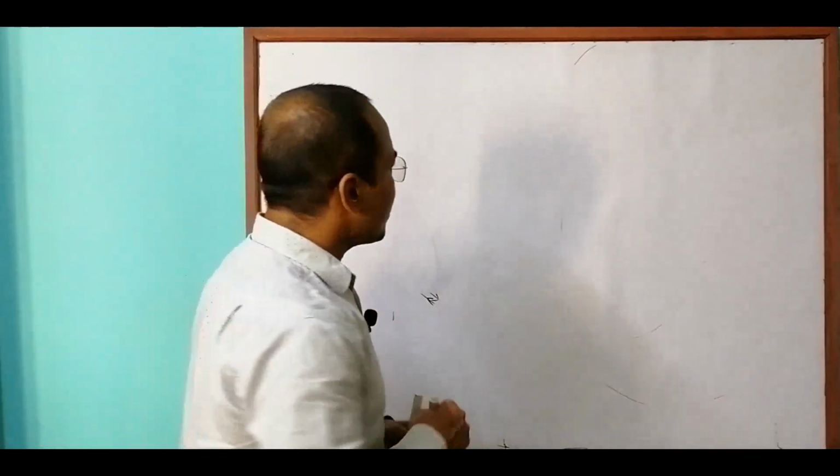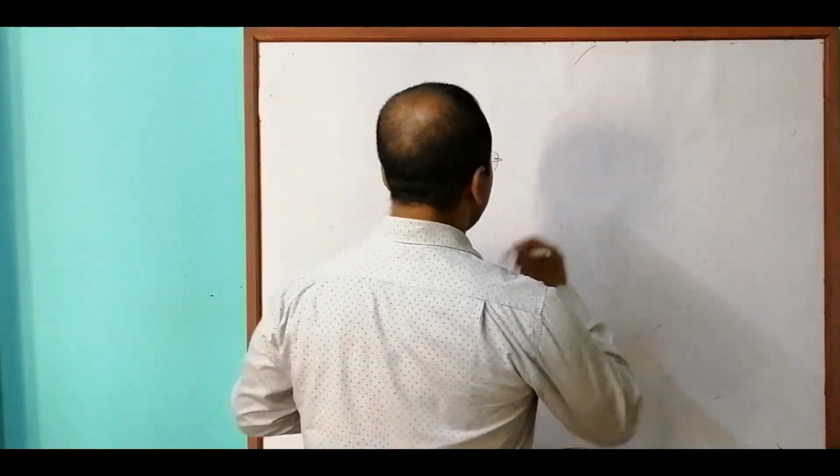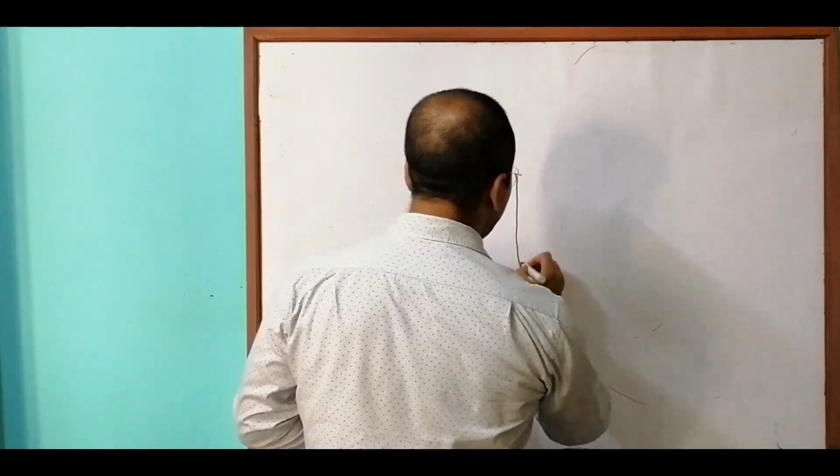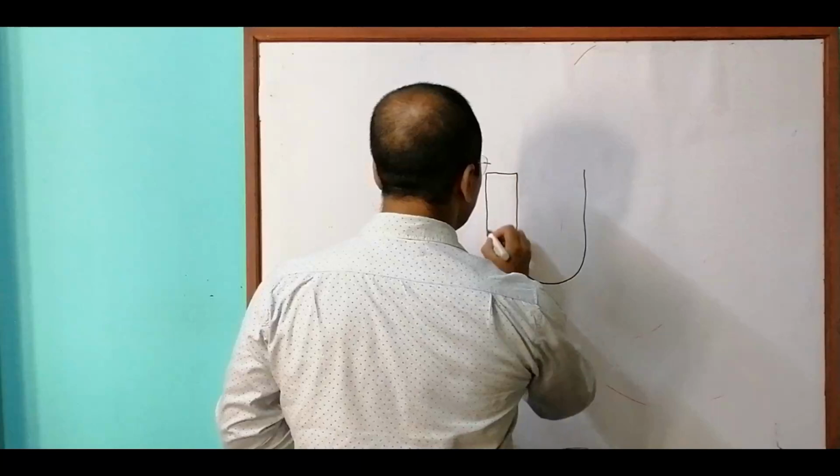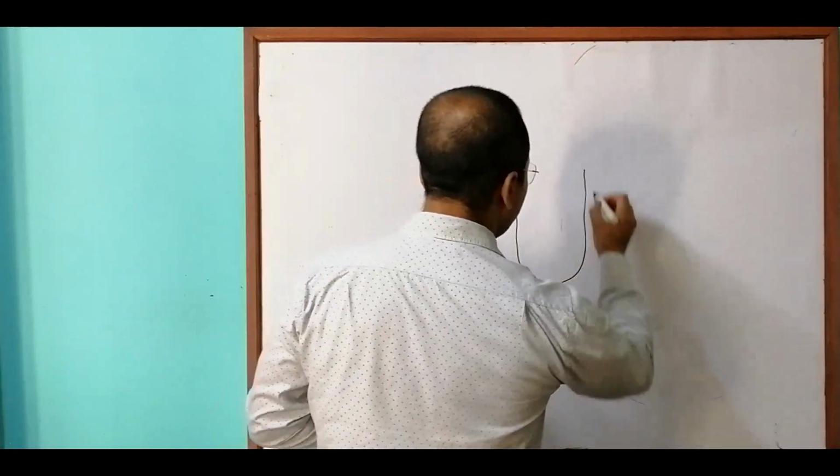So we have a horseshoe magnet, somewhat like this. Let's say its shape is like this. It will be U-shaped. So this is a horseshoe magnet.